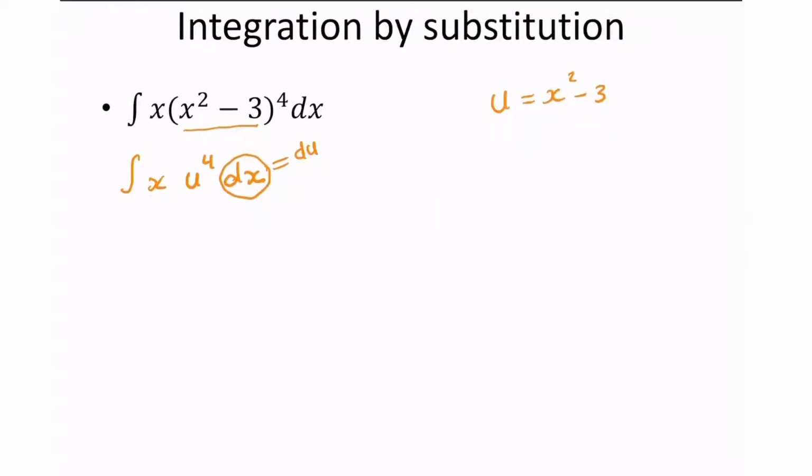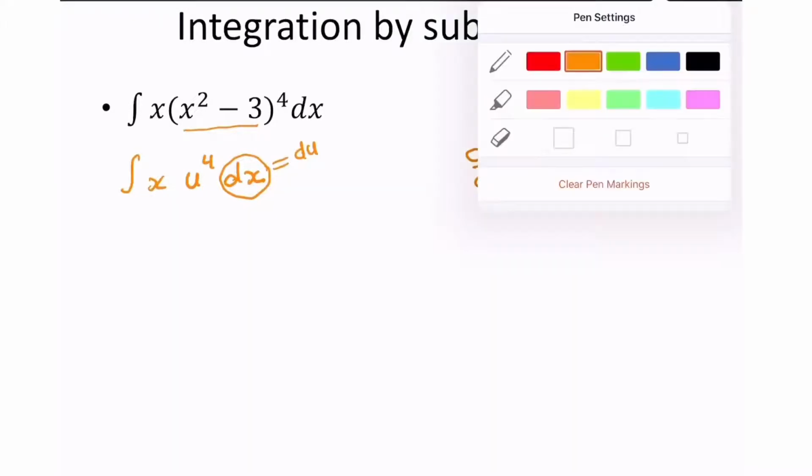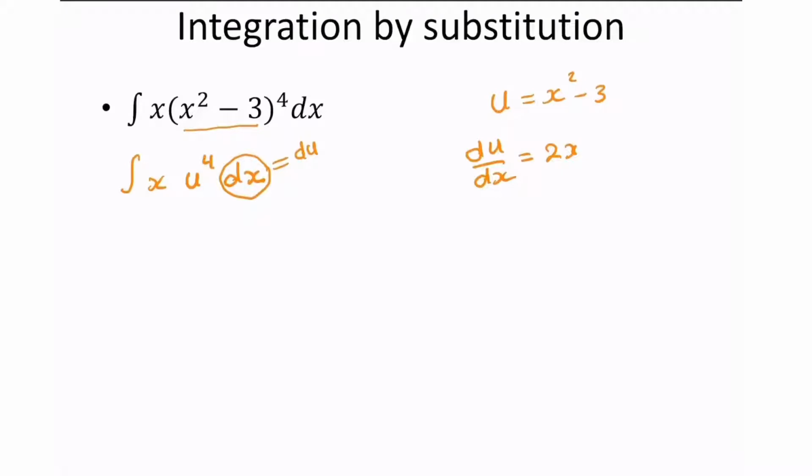If I have u equals x squared minus 3, then du over dx will be, because u is a function of x, when we differentiate, du over dx, which in this case is 2x. We differentiate just x squared to 2x, there's no constant term. So that's du over dx equals 2x.